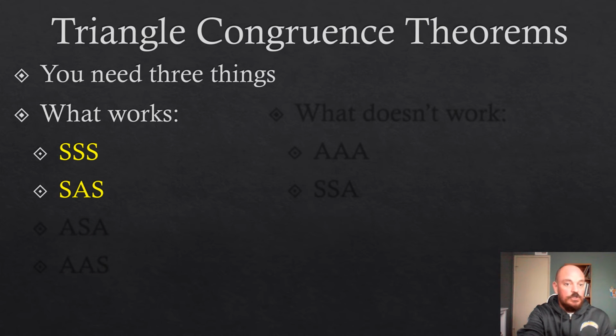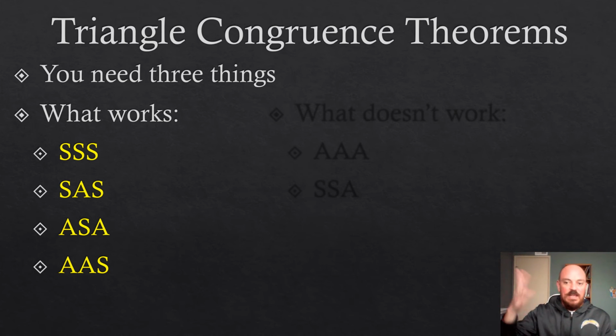SAS works, 2 sides and the angle in between. ASA works, 2 angles and the side in between. And AAS works. And actually those last 2, group them together and it's basically like any 2 angles and a side. Now there's 2 things that don't work, and I'm going to give you a counter example of each one.